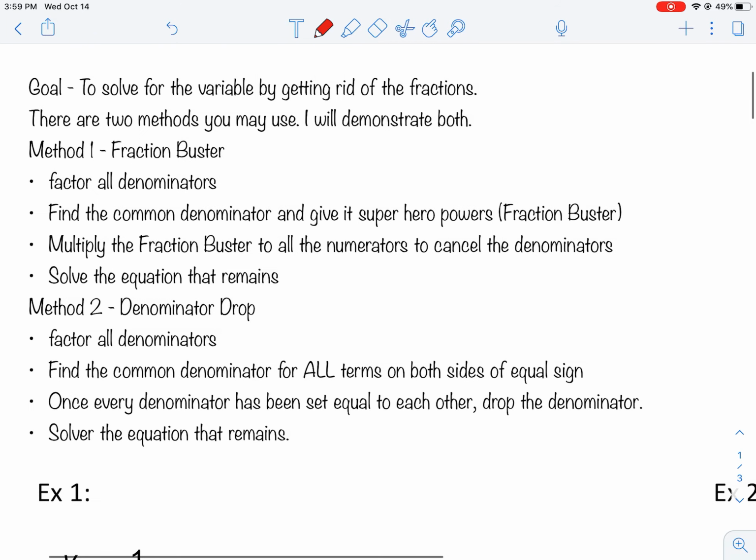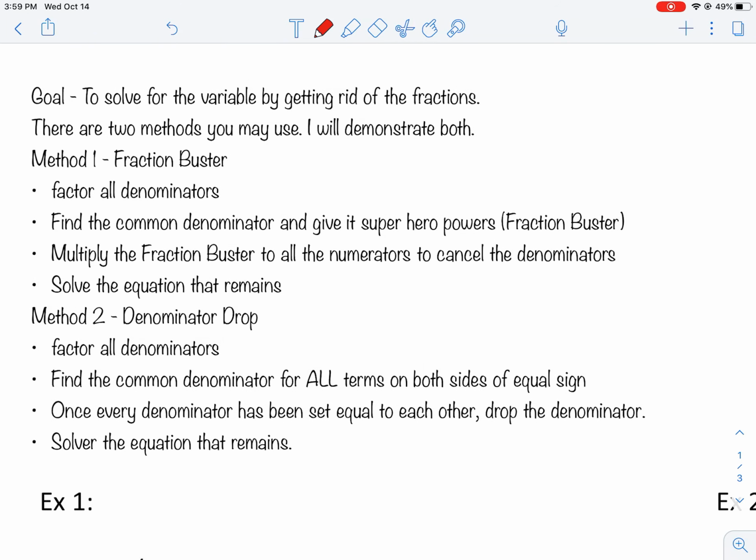Okay, so here is a basic scenario for how we solve these rational equations. I'm going to show you two different methods, and I'm going to leave it to you to decide which one you prefer. Both of them get to the same answer, and I'll demonstrate both so you know what I'm talking about. The goal here is to solve for the variable by getting rid of the fractions. Again, there are two methods you may use. I will demonstrate both. Method one we call the fraction buster.